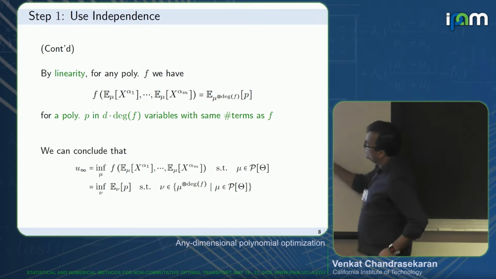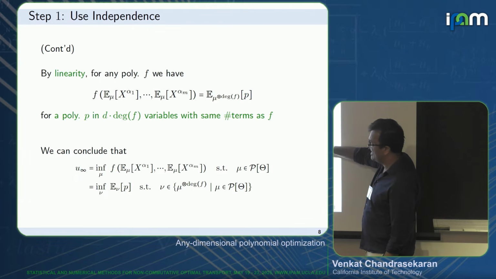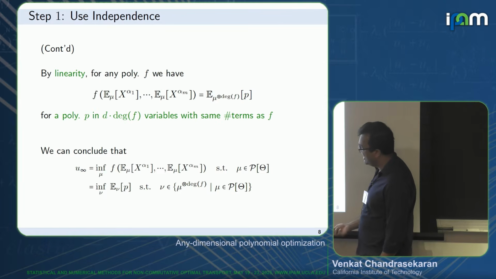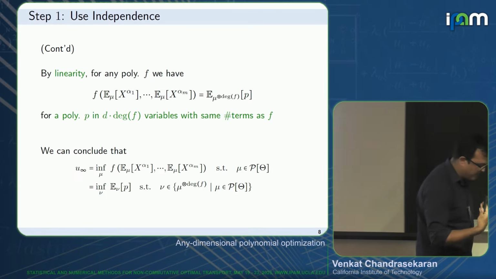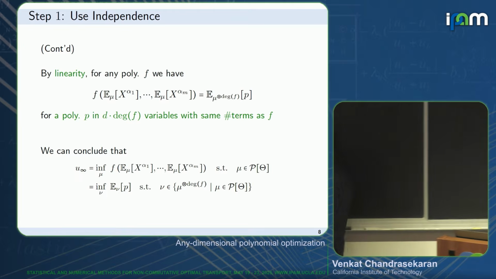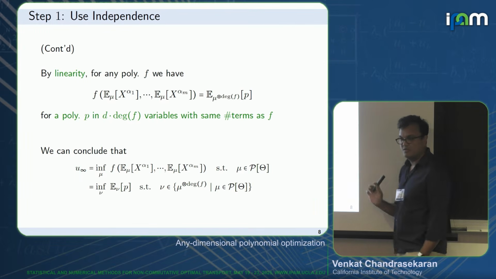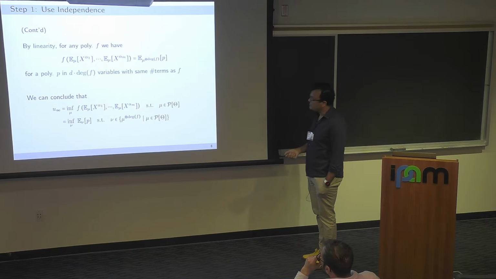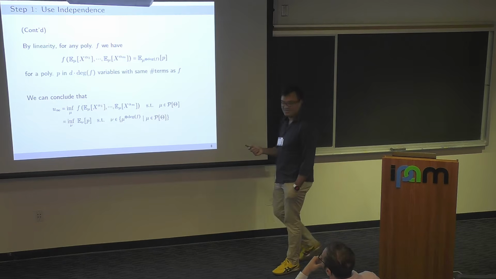So what we can conclude, based on this observation, is that this original problem that we had here can be written now as an optimization problem, where the objective is the expectation of a polynomial with respect to a measure nu, where nu is of this product form. Good. The next step, so we've really used independence here. That's sort of all we've used in this deduction.